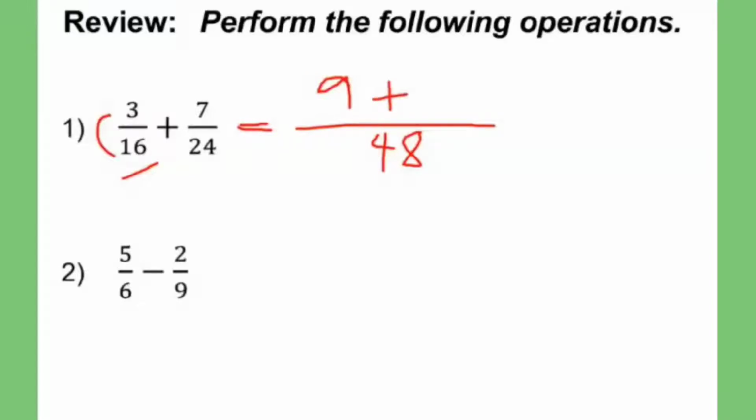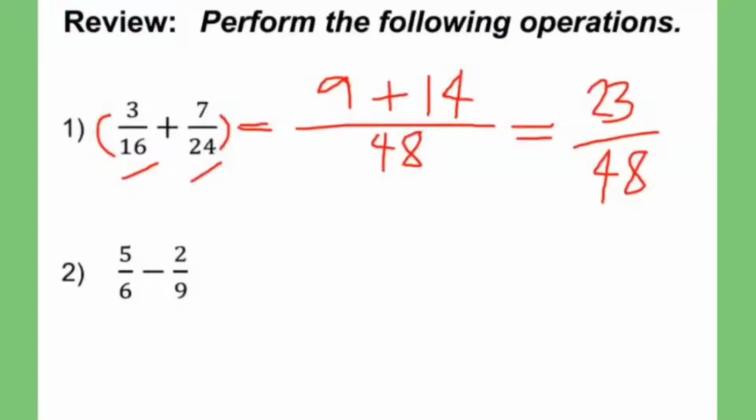Next, 48 divided by 24, that is equal to 2. Then, we multiply the result to our numerator. So, 7 times 2, that is equal to 14. And now, we can add 9 plus 14, that is equal to 23, all over 48. And that is our sum.